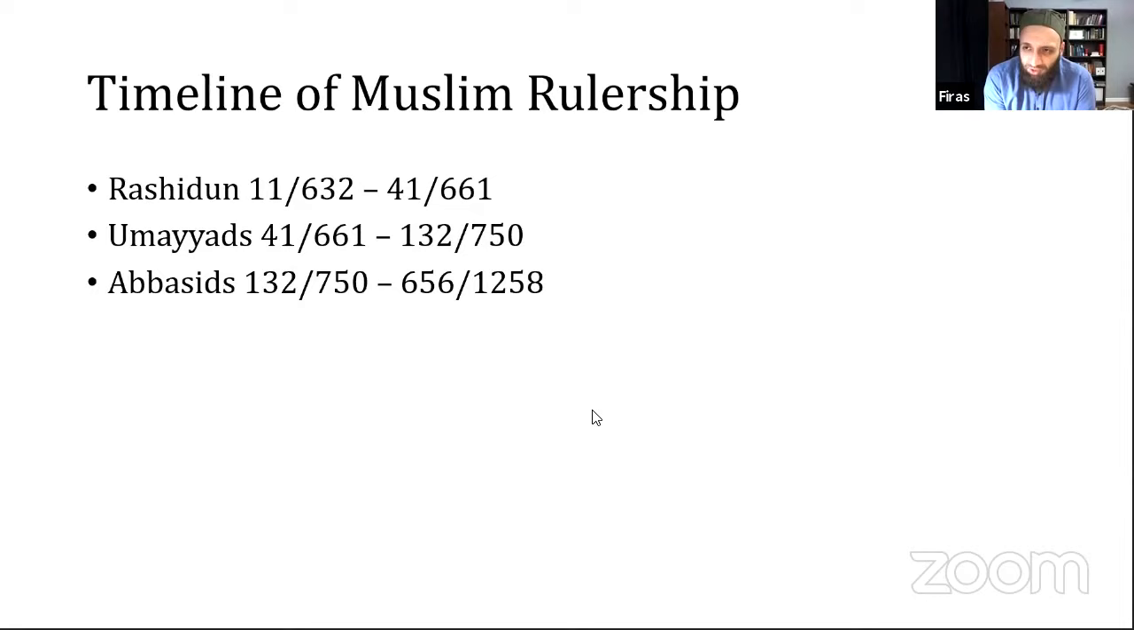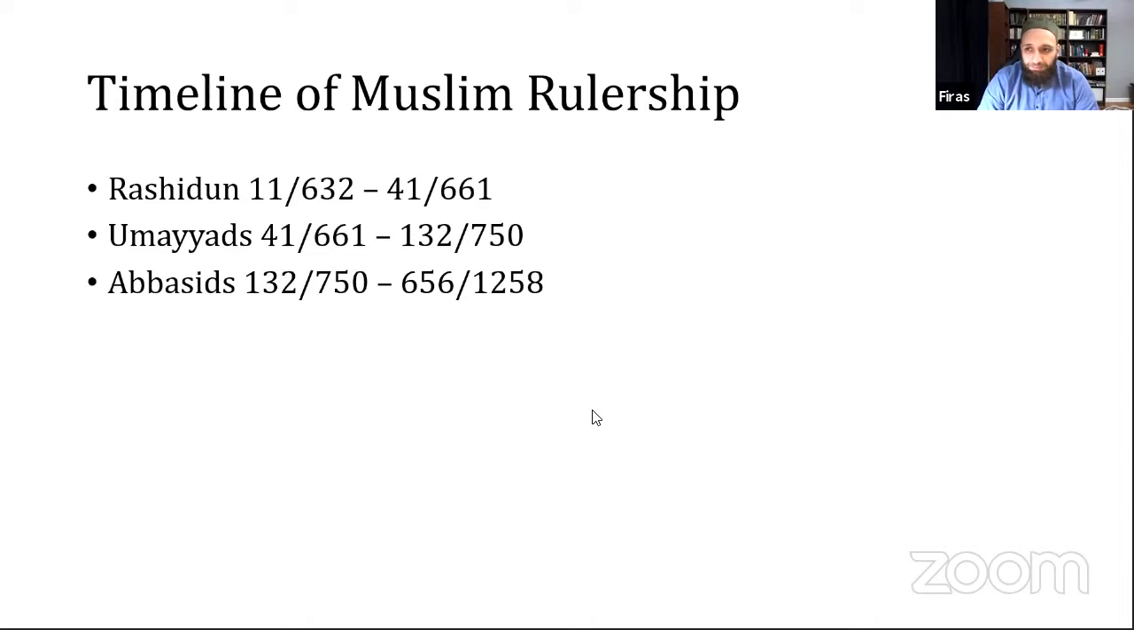So as we all know, after the death of Rasulullah sallallahu alaihi wasallam in the year 11 after Hijrah, 632 in the Gregorian calendar, we have the khilafah of Abu Bakr, followed by Umar, Uthman, and Ali. This goes all the way to the year 41 after Hijrah, or 661 in the Gregorian calendar. After the assassination of Ali radiallahu anhu by the Khawarij, we have a split.